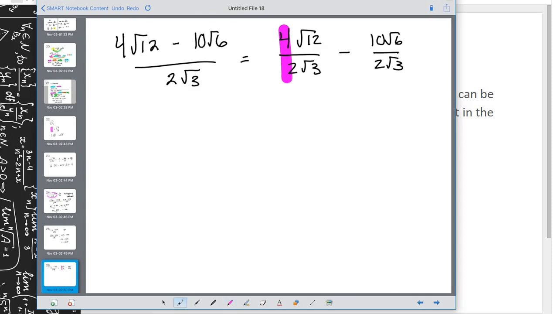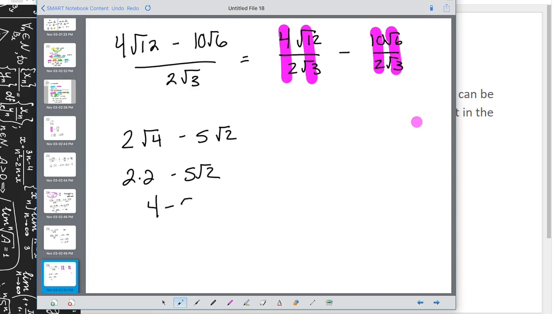Divide my coefficients. 4 divided by 2 is 2. Root 12 divided by root 3 is root 4. Minus 10 divided by 2 is 5. Root 6 divided by root 3 is root 2. And then again continue with that simplification. BEDMAS, 4 minus 5 root 2. So when dividing a binomial by a monomial, use whichever of these three strategies works best for you, whichever is most efficient for you, whichever makes you feel confident.